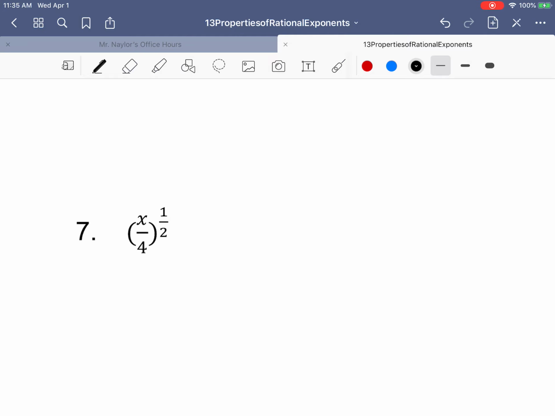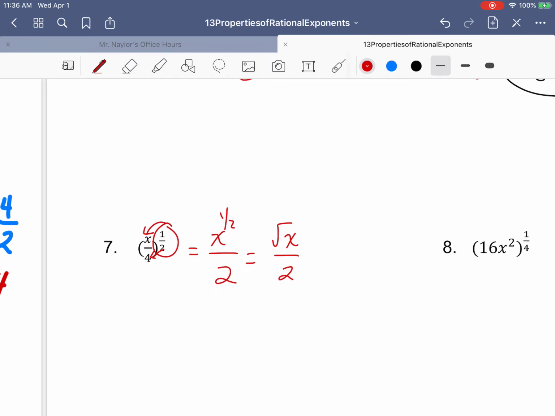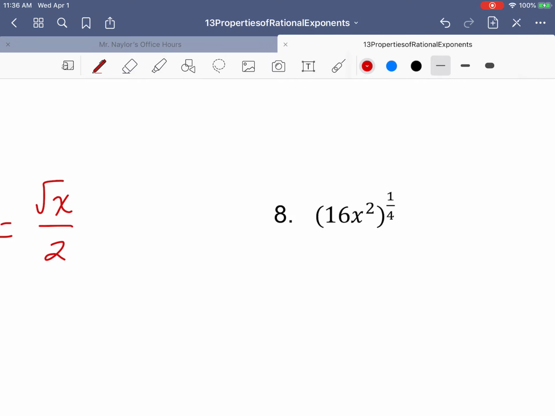It looks like the only thing you can do with this problem is apply the exponent to both of these. Now, when I apply an exponent of 1/2 to an x, nothing really happens. But a 1/2 to a 4, that's like doing the square root of 4. So that's going to come out to be 2. Since I want to write the answer as a radical, I should change the top one also to be a square root.